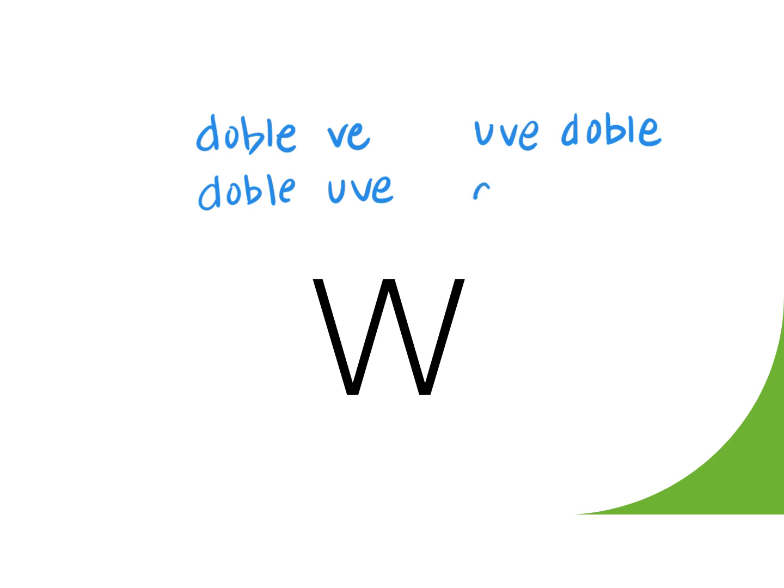Or finally, you can say W. Yeah, so there's lots of options. You're actually not going to see the letter W very much in Spanish. If you did, it would make a W sound. You can decide which of those you like best for the name of the letter. I'm going to say W, just so that you know.